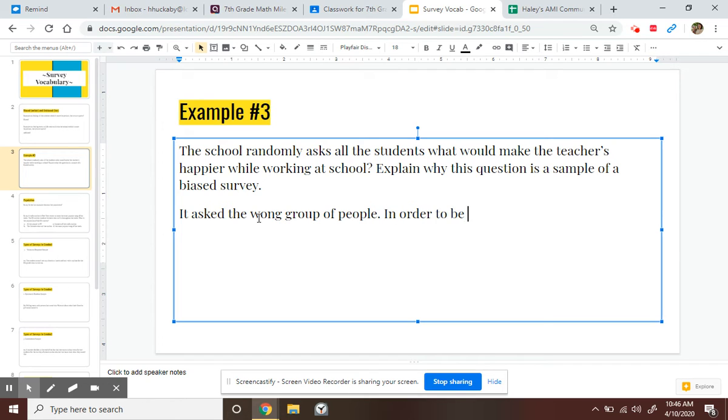In order to be unbiased, they need to ask, who is this mattering to? They need to ask the teachers. Okay, so always check for that.